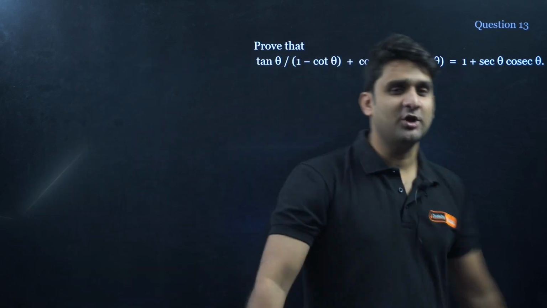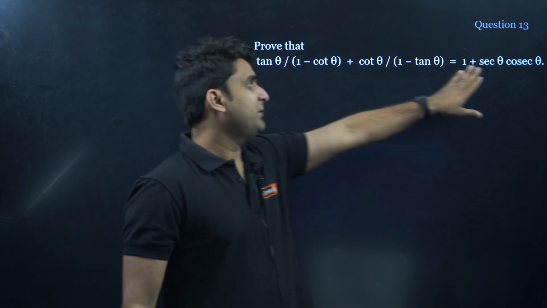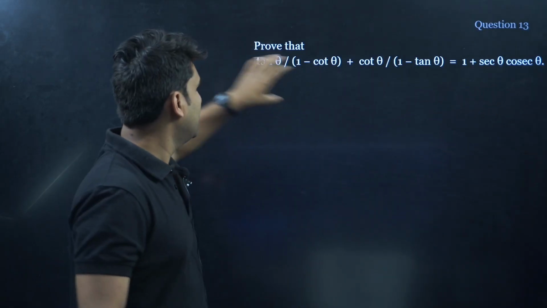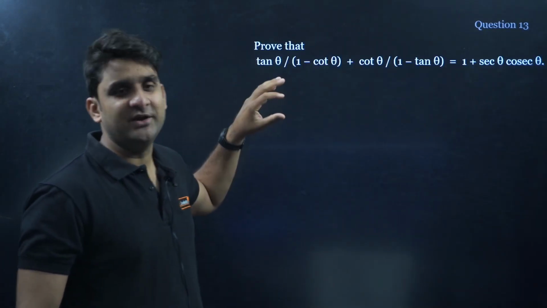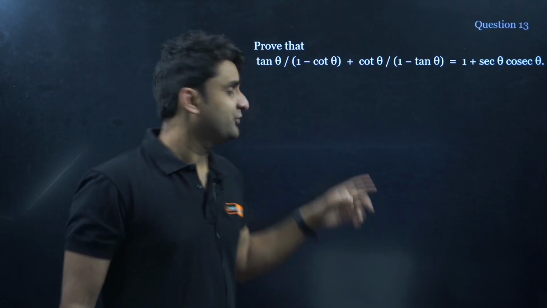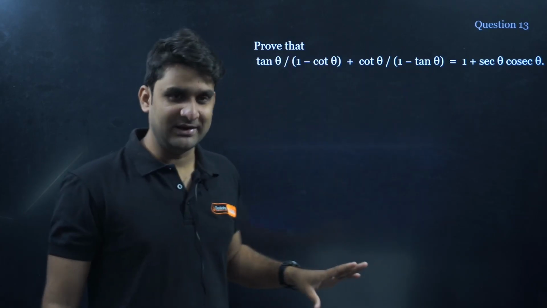Okay, so look at this question, one more proof type question. (1 plus sec theta) cosec theta, and we have this left hand side. Guys, first decide which side we should operate. This side is very big, very lengthy. So we are going to operate with LHS.